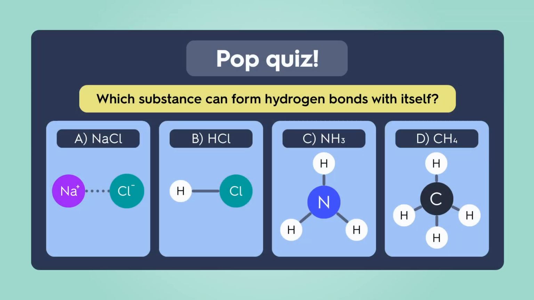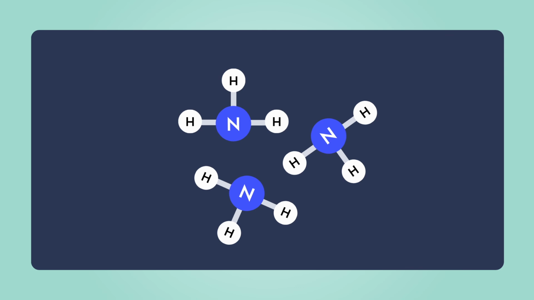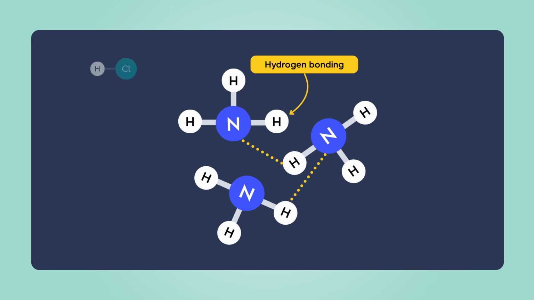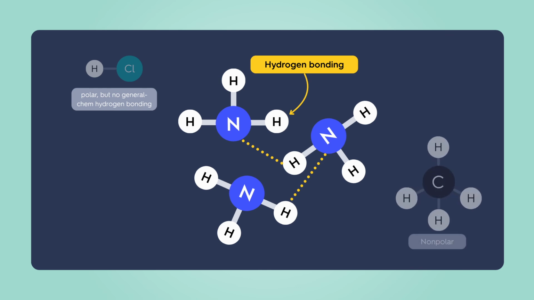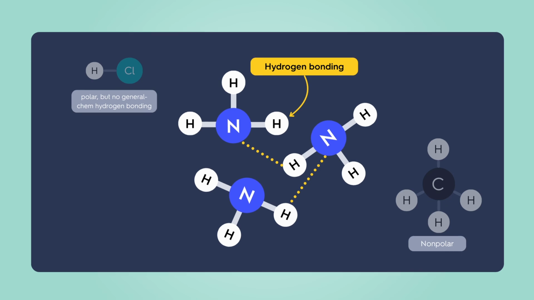Let us answer the pop quiz. The correct choice is ammonia. Ammonia can form hydrogen bonds with itself because it has N-H bonds and a lone pair on nitrogen. Hydrogen chloride is polar, but it does not count as hydrogen bonding under the usual general chemistry rule. Methane is nonpolar, and sodium chloride is ionic rather than a hydrogen bonding molecular substance.